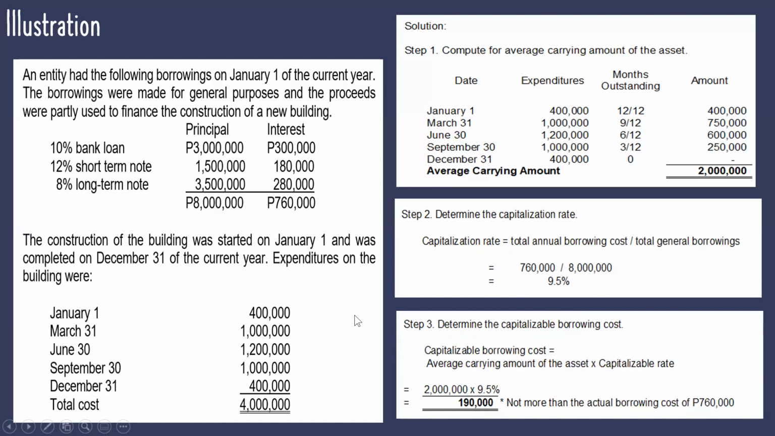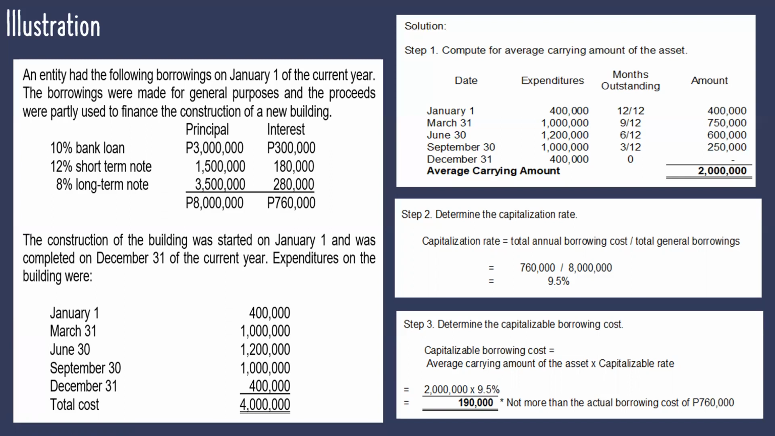The last step is to determine the capitalizable borrowing cost. It is equal to the average carrying amount of the asset, which is 2 million, times 9.5%, the capitalization rate. That's a total of 190,000. Just take note that 190,000 is our capitalizable cost, and it is acceptable because it is less than the actual borrowing cost of 760,000. Okay?